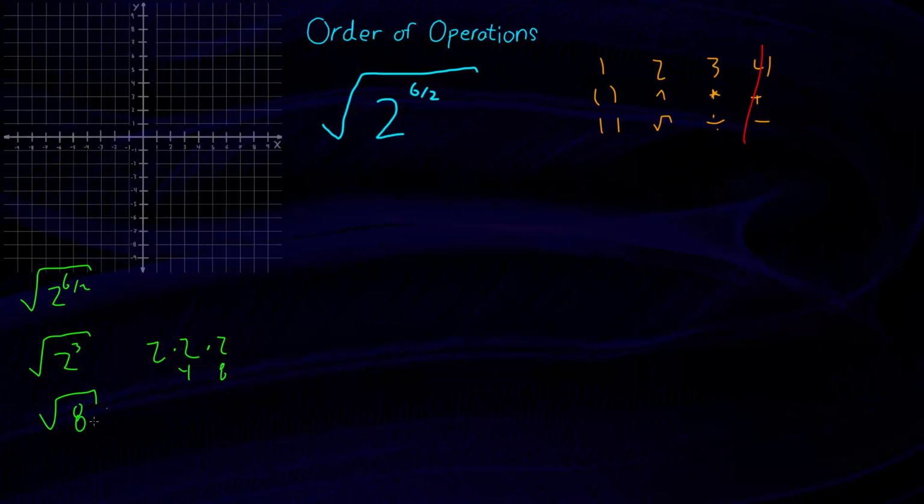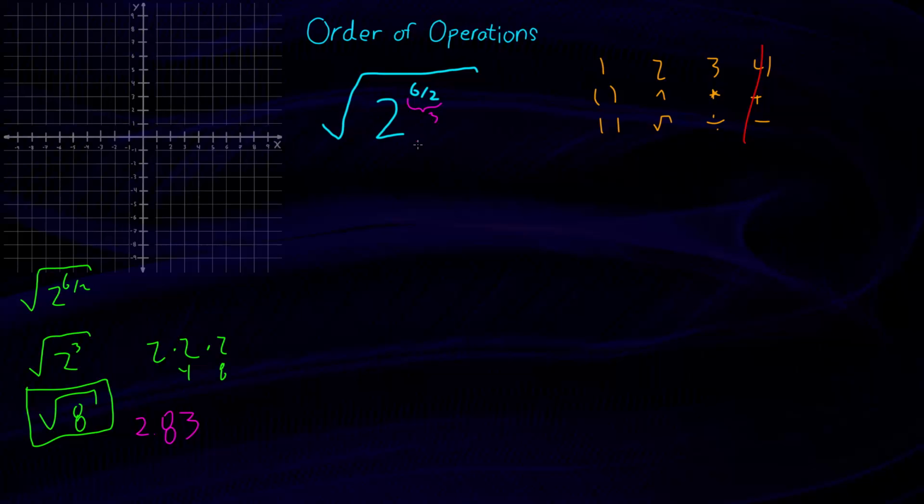First of all, the square root of 8 is the exact answer. This is the exact, accurate answer. But if we want to give a decimal value, this comes out to approximately 2.83.